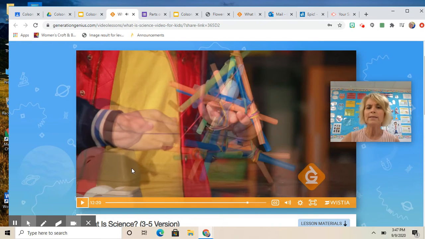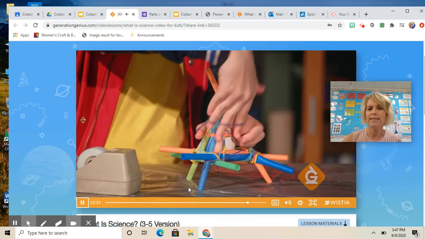Okay, so that's Zoe's design. Kind of be taking a look at your design. How does yours look compared to hers? And then you can continue watching.